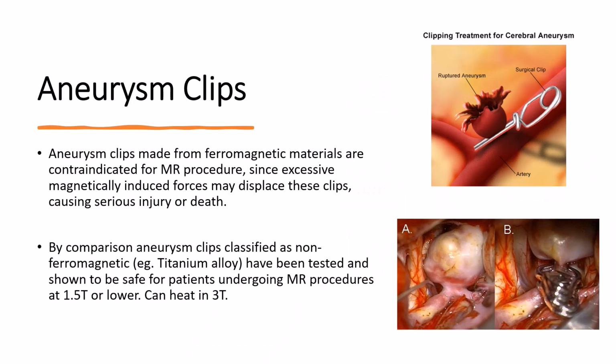Aneurysm clips from ferromagnetic materials are contraindicated for the procedure. Today, we usually find that we get a titanium alloy clip, and this has been tested and is safe for up to 1.5 Tesla and lower MRI systems. This can heat up some when you're in a 3 Tesla and above system. In the higher energy systems, up to 10 Tesla, but we talk about 3 to 7 on average, you have to worry about implants, even something like a hip implant, because that metal can get heated inside the patient's body.